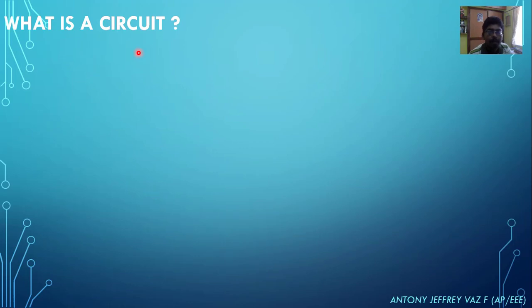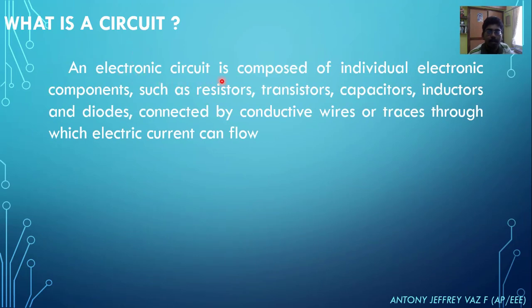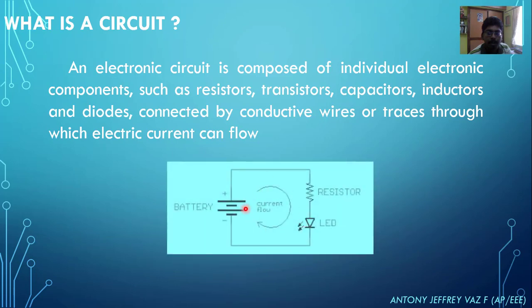What is a circuit? An electronic circuit is composed of individual electronic components such as resistors, transistors, capacitors, inductors, and diodes connected by conductive wires or traces through which electronic current can flow. Below is a circuit. You can see a battery, resistors, and LED connected in a circuit.